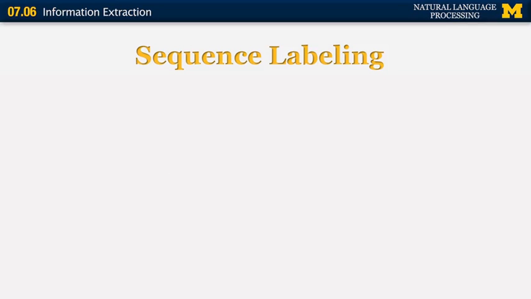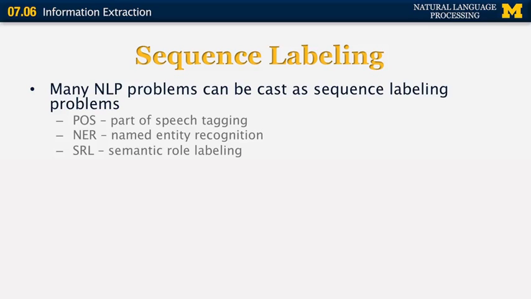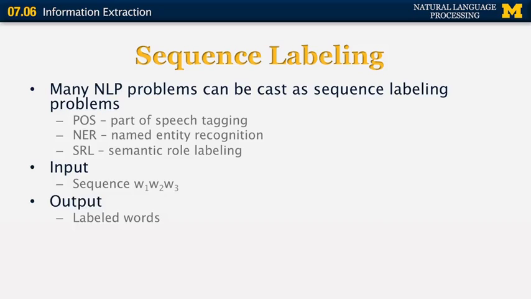So a lot of the information extraction tasks can be modeled as sequence labeling problems. Part of speech tagging is another sequence labeling problem. Named entity recognition is one. Semantic role labeling that we're going to talk about in the future is also a sequence labeling problem. In sequence labeling, the input is a sequence of words, for example, W1, W2, W3, and the output is a set of labeled words. For example, W2 is a noun that corresponds to a person, or maybe W2 and W3 combined are a sequence of two nouns that correspond to a person, and so on.